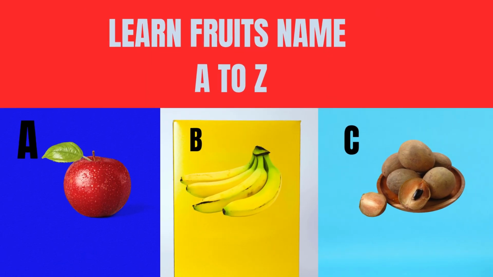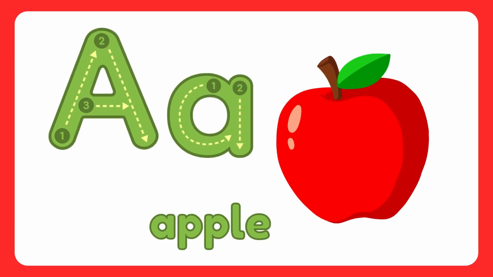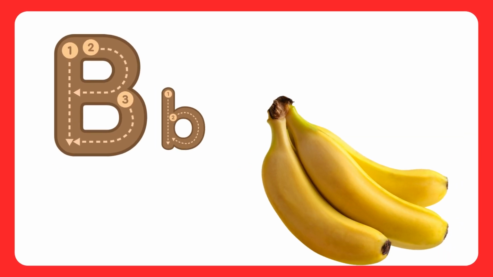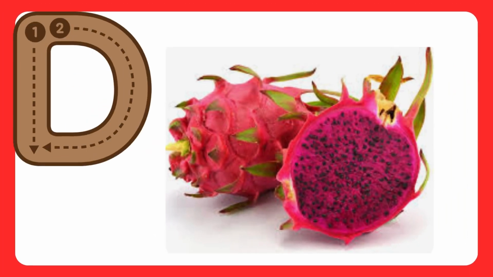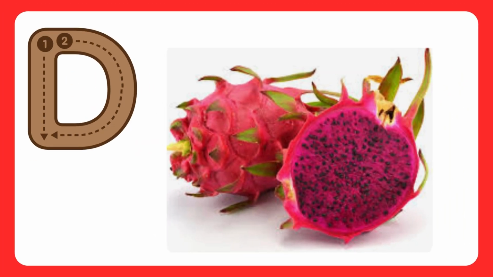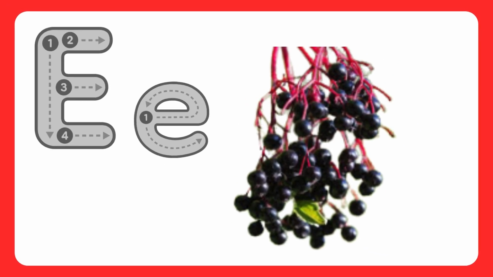Dear kids, today we learn fruit names from A to Z. A for apple. B for banana. C for chiku. D for dragon fruit. E for elderberry.